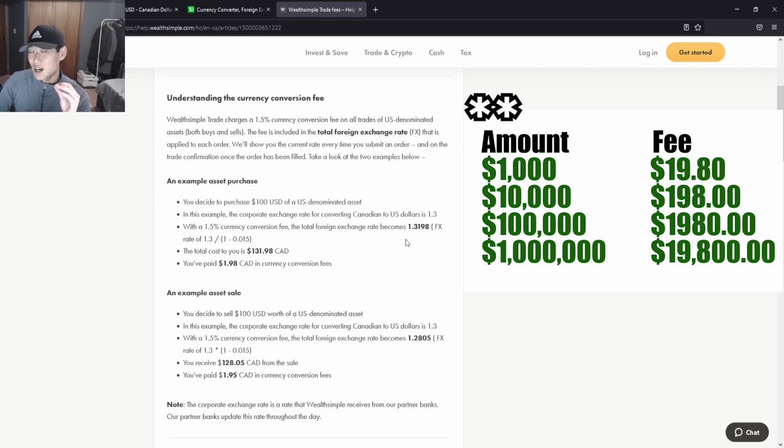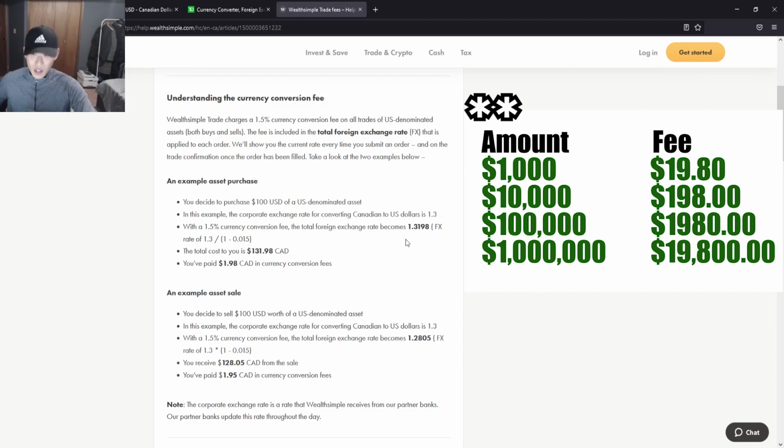Okay, now at $100,000 on Wealthsimple Trade, if you were to buy $100,000 worth of US securities, you would pay $1,950. For $1 million, you would pay $19,500. On the buy side, it just doesn't make sense.